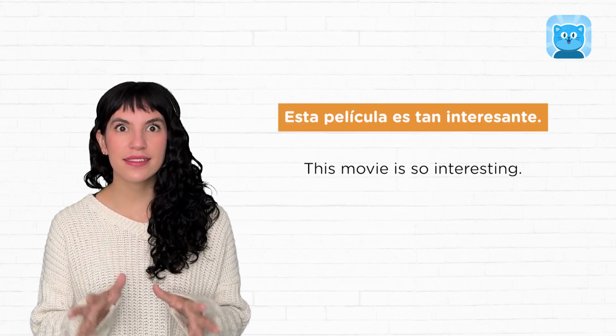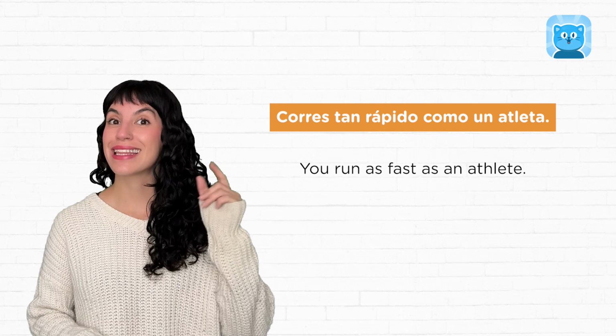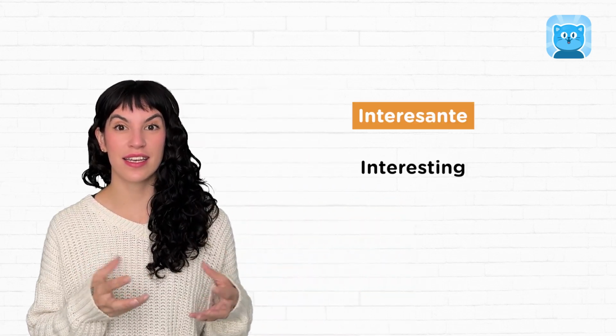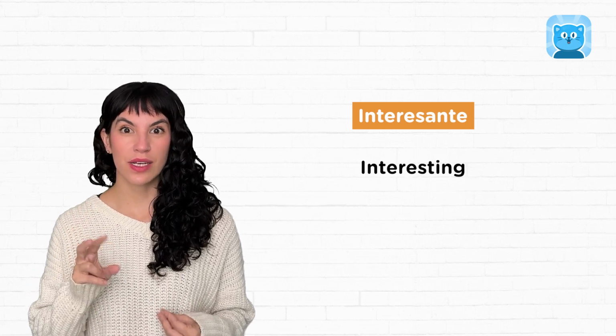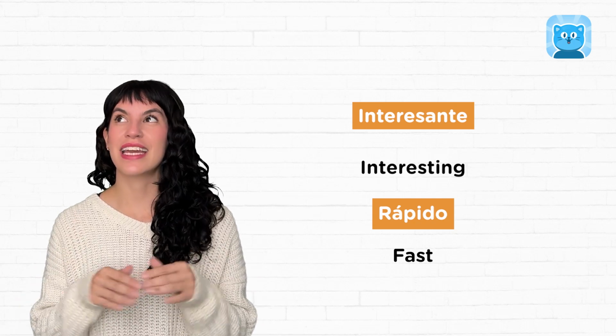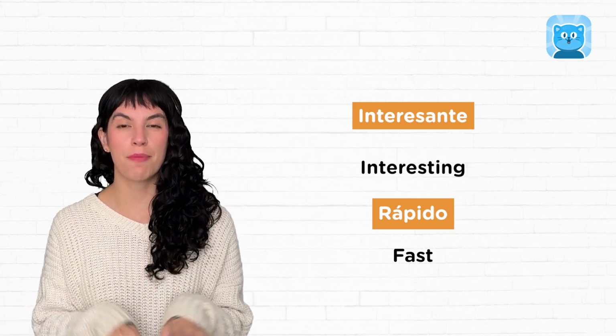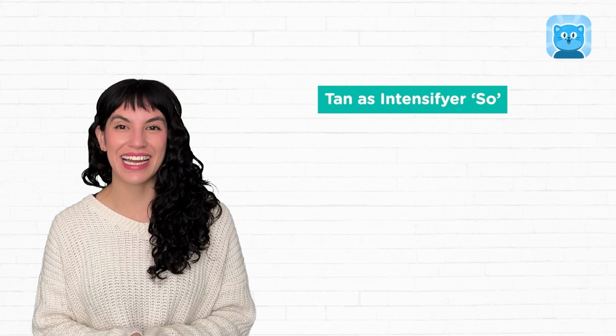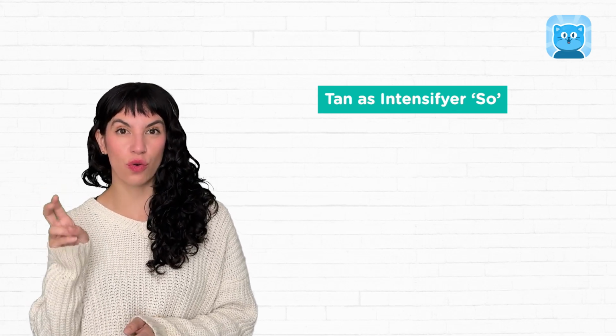Let's see some examples. Esta película es tan interesante. Corres tan rápido como un atleta. You see, in these two sentences, the first one, tan amplifies the adjective interesting, interesante. And the second one, with the adverb rápido, emphasizes the degree of speed without specifying an amount, and it makes a comparison, okay, as fast as an athlete. Let's see some examples with tan as an intensifier, like "so", okay?